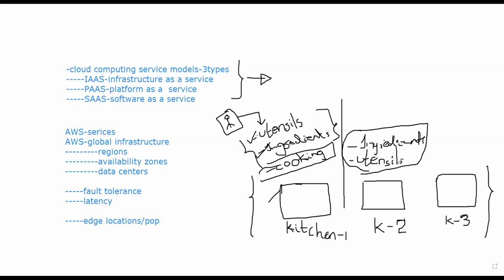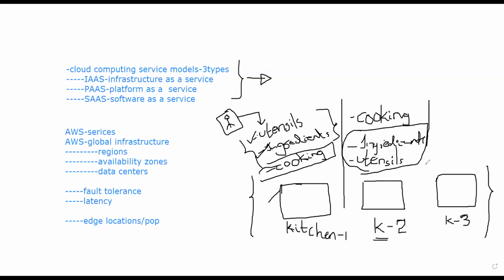Whereas kitchen 2 is saying, okay Sai, we are reducing your responsibility. Your control on the infrastructure is reduced. We will take care of the utensils management and the ingredients management. You just focus on the cooking. The remaining platform, we will take care of.